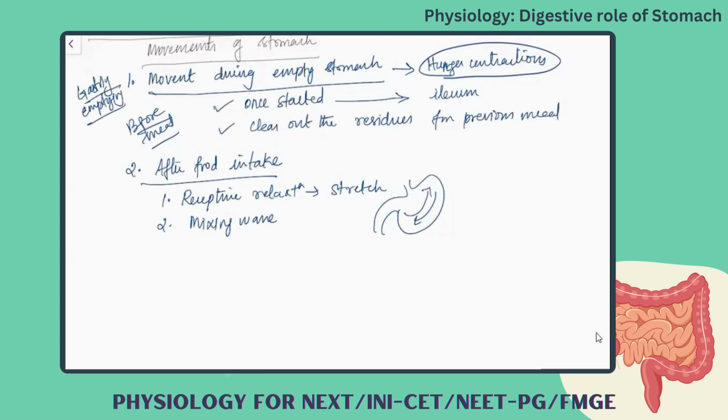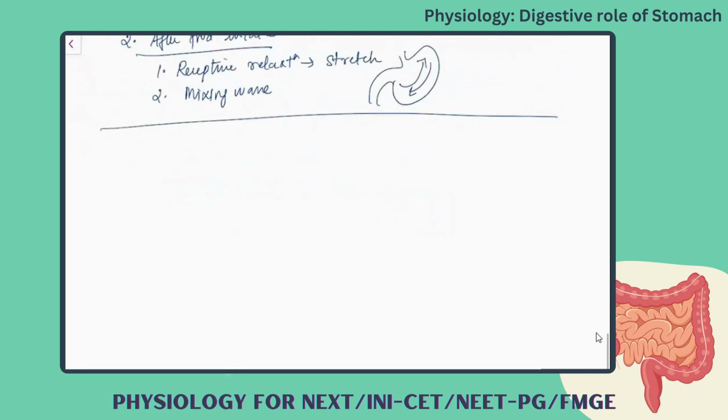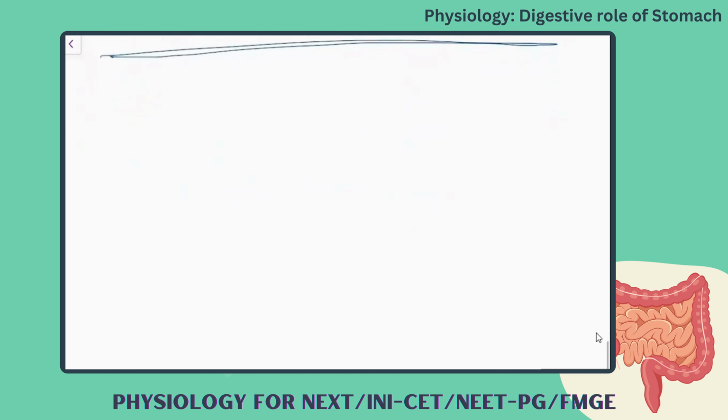These are the major movements which help in gastric emptying. The normal gastric emptying duration is 2 to 3 hours. Okay, so up to this, the digestive role of the stomach is over.